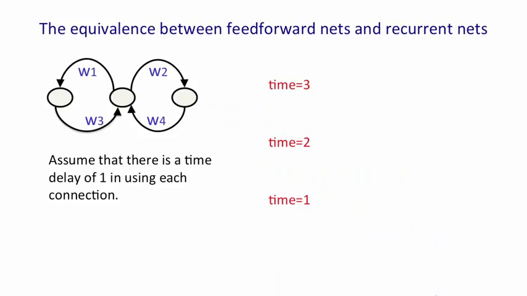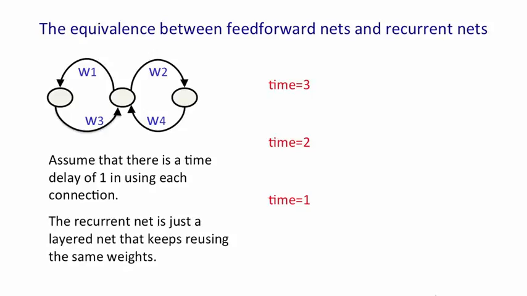So the diagram shows a simple recurrent net with three interconnected neurons. We're going to assume there's a time delay of 1 in using each of those connections, and that the network runs in discrete time. So there's a clock that has integer ticks. The key to understanding how to train a recurrent network is to see that a recurrent network is really just the same as a feed-forward network, where you've expanded the recurrent network in time.